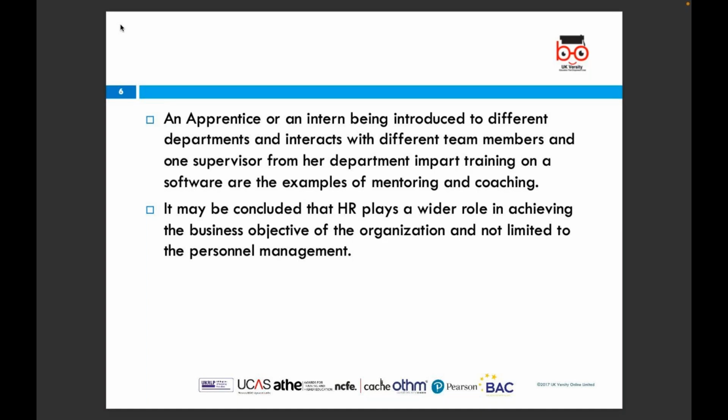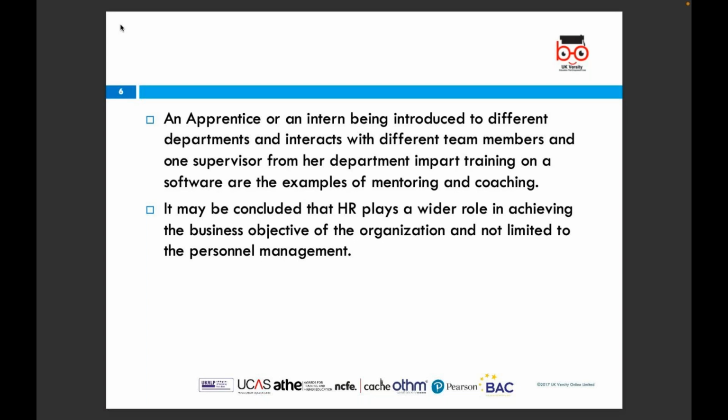Examples of mentoring and coaching include introducing new trainees or internees into other departments. The department has that intern engage with various team members, and a superior or supervisor from that department teaches them how to use a program.